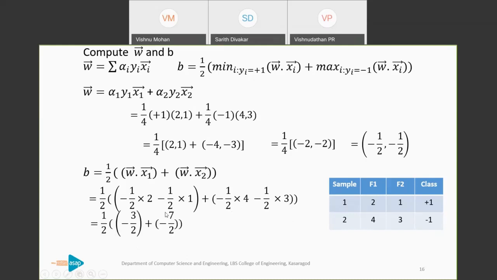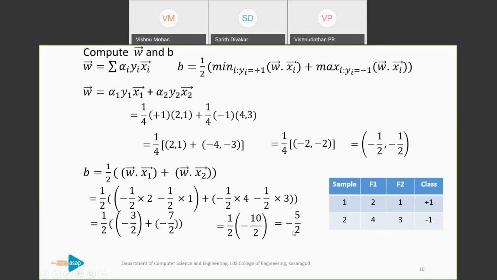You are just doing the addition, and here this term is minus 3 by 2 and this term is minus 7 by 2. So it is minus 10 by 2. You divide by 2, so you'll be getting minus 5 by 2. So that is the value of b. Using this expression, you have calculated W and you have also calculated b.